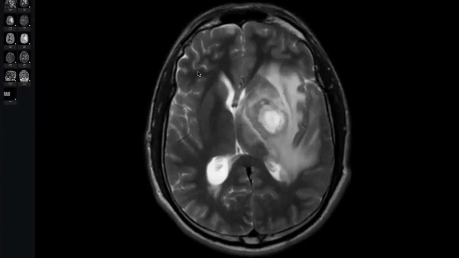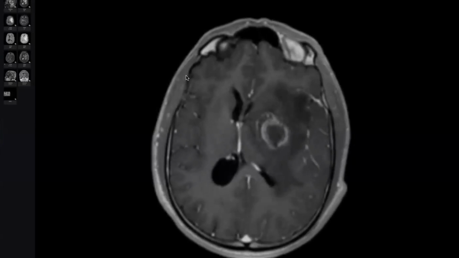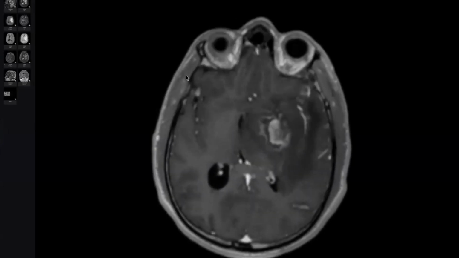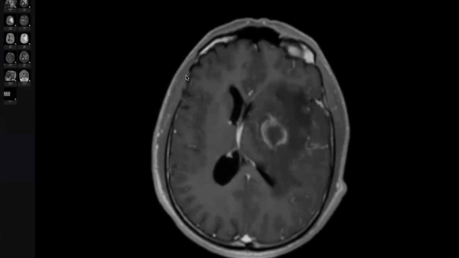There is also an internal necrotic area. I would like to see the post-contrast images. Enhancement. So it shows peripheral post-contrast enhancement with the central non-enhancing area and marked edema, and there is also some meningeal thickening and enhancement noted. I will see the basal region to rule out any basal meningeal enhancement.